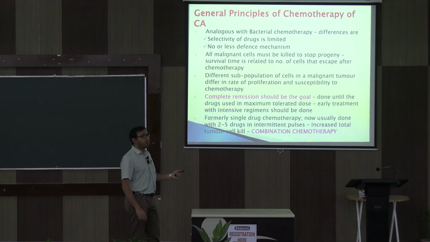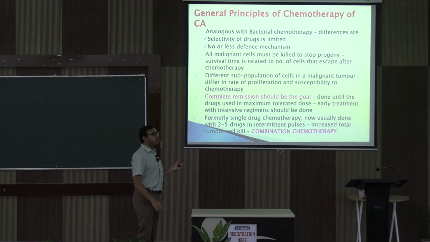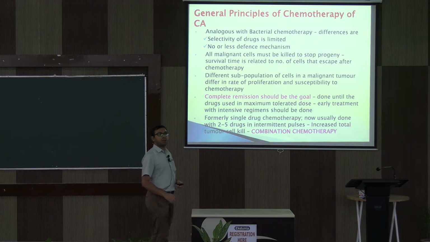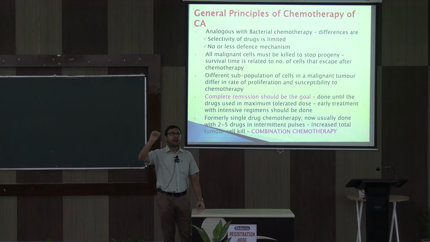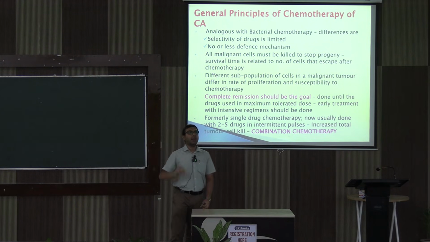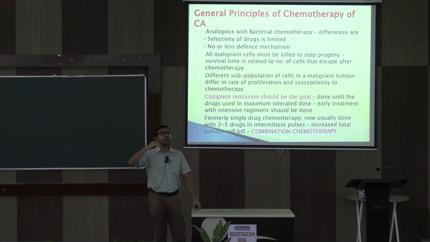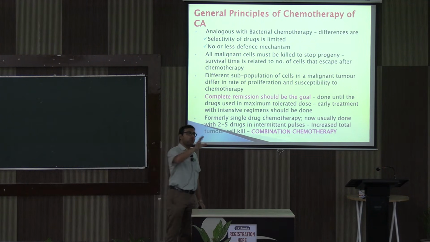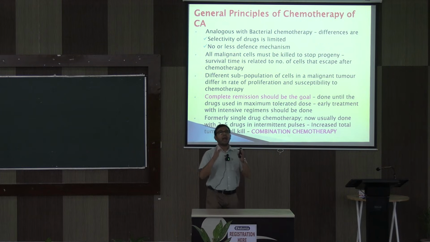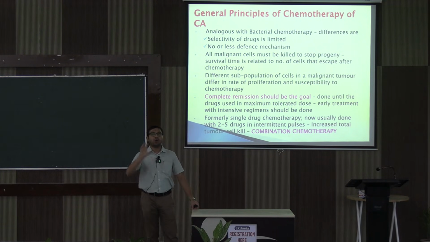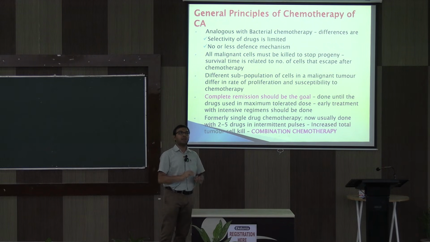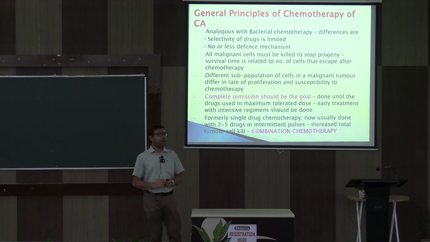Different subpopulations of cells in a malignant tumor differ in their rates of proliferation. That means in a tumor there are different cells, which can be in different phases of the cell cycle, and also the speed of the cell cycle in different cells is different. So one drug or two drugs or three drugs cannot act on all types of cells present in one cancer or one tumor. That is the problem. So we can kill 60% of those cancer cells, but 40% will not respond, like this.